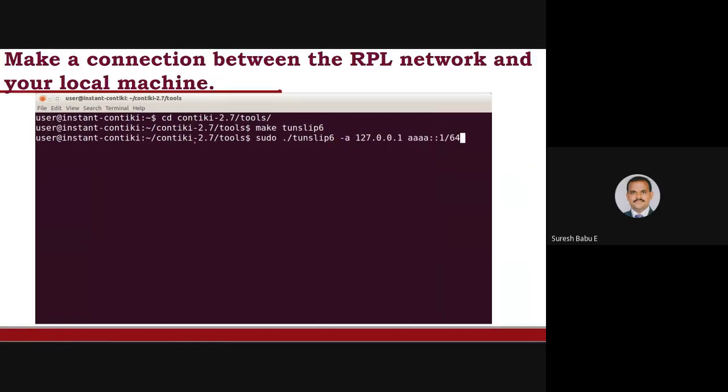Then the next step is here. We need to run this one. To make a connection between the RPL network and your local machine, we need to write sudo. I request you take a screenshot of this one. sudo ./tunslip6 -a 127.0.0.1, and then the address which you are going to give, aaaa::1/64. The whole command we need to give.